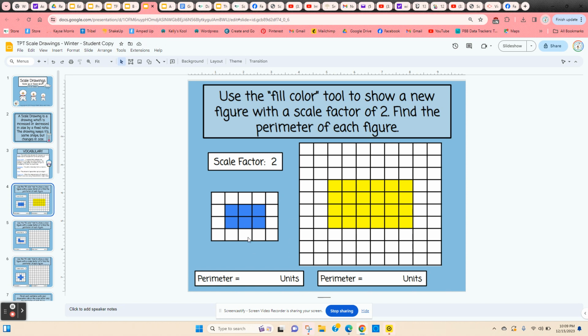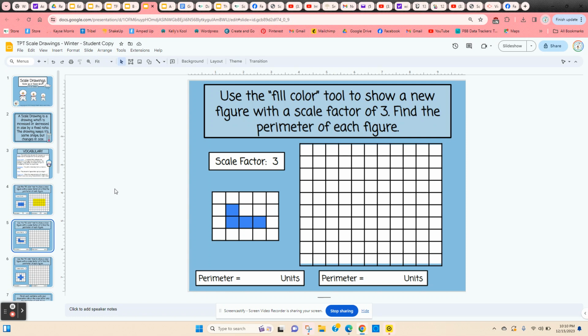So the other thing we're going to look at for each one of these is the perimeter. And we're going to see what happens to the perimeter when we scale up or scale down. So the perimeter of the smaller figure, if they count around the outside, they're going to get 10 units. So they type in a 10. The larger figure is going to be times the scale factor, which would be 20 units. So the new perimeter will be 2 times the perimeter of the smaller figure.